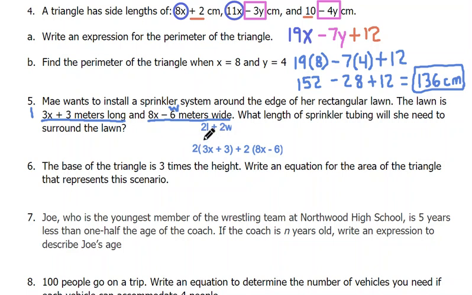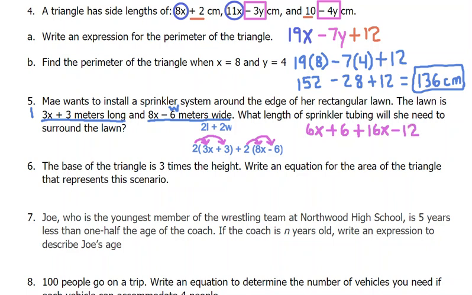Now I see I have parentheses, so I have to get rid of those by using the distributive property. I'm going to take that 2 and multiply it to everything on the inside. 2 times 3x will give me 6x. 2 times 3 will give me 6. That's positive, so I put a plus. Now I have to do my next one. 2 times 8x will give me a positive 16x. And 2 times negative 6 will give me a negative 12.